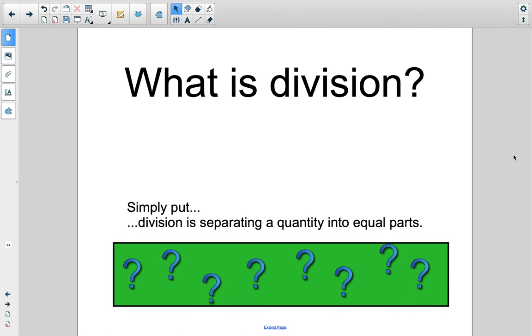Hey there, Great Force. Our math lesson today is looking at another math operation. Last week and the week before last, we were doing multiplication. We're going to be doing division now.